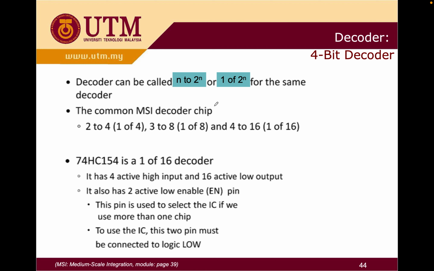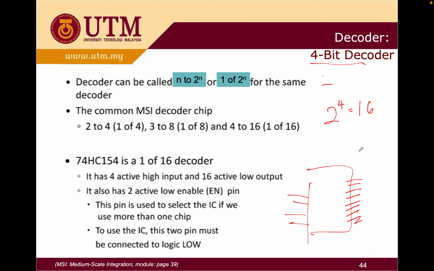Now it's basically quite similar. You have a 4-bit decoder. So for the 4-bit decoder, you're going to have 4 to 16. Why 16? 2 to the power of 4 equals 16. You have 4 inputs there, and your output will be a total of 16. And what is the MSI chip that represents this decoder?